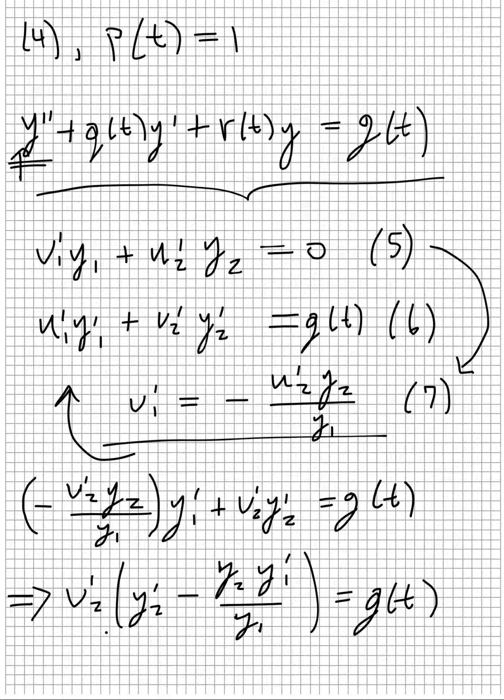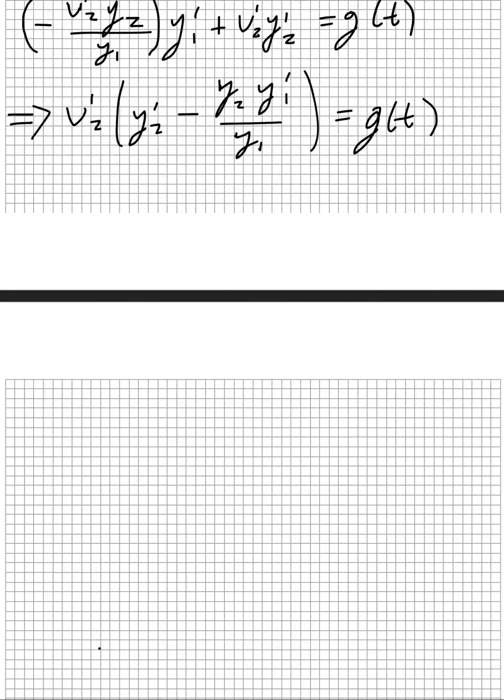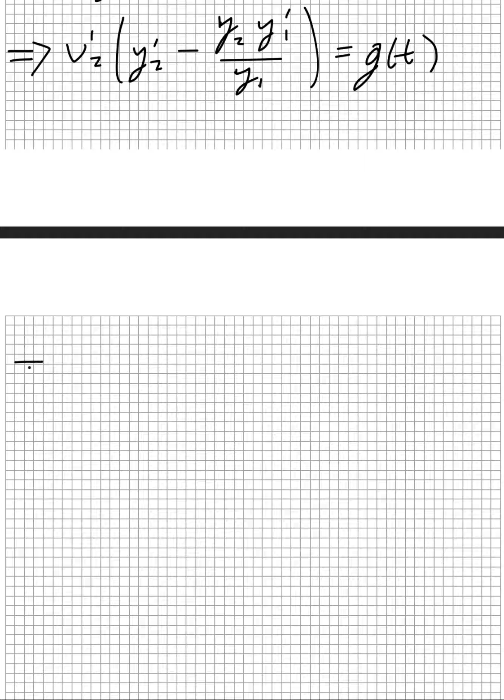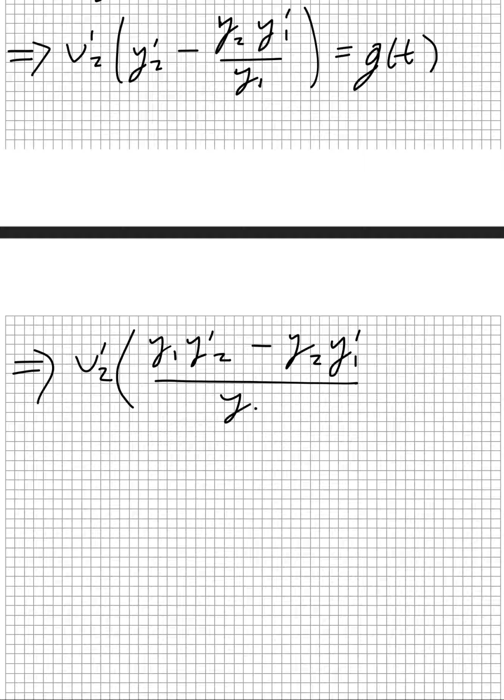So we're not done yet. There's a few more steps we can do. So from above, this implies that we have u prime 2 multiplied by y1 y prime 2 minus y2 times y1 prime, all divided by y1. And this is going to equal g of t.